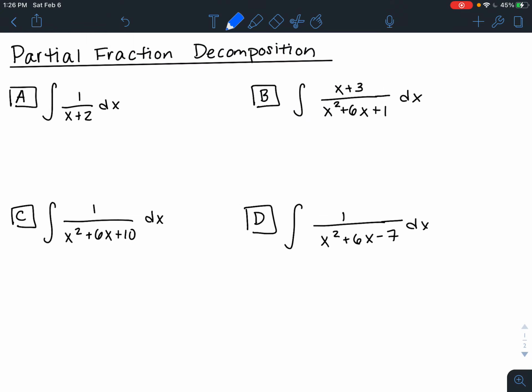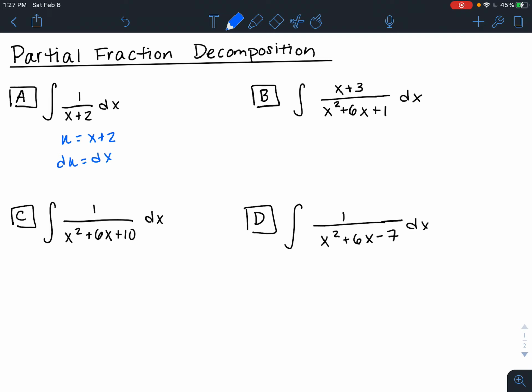So if we look at integral a, 1 over x plus 2, that one's a really basic u sub, right? Because I would make u equal to x plus 2, then my du just becomes dx. So that's going to end up being natural log of x plus 2. So that's really easy. I'm not even going to bother going through and integrating this.